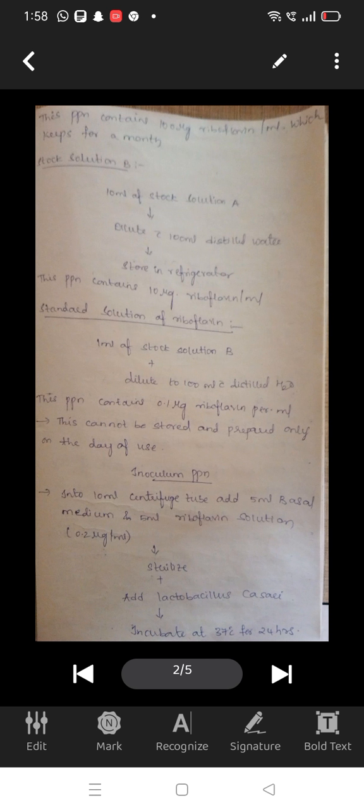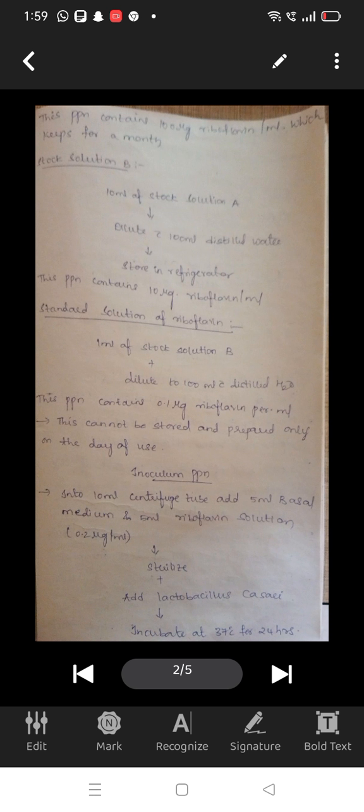Coming to the preparation of stock solution B, first we have prepared stock solution A. From stock solution A you have to take 10 ml and dilute with 100 ml of distilled water, and we have to store it in the refrigerator. So this preparation contains 10 microgram of riboflavin per ml. That means we are decreasing the concentration.